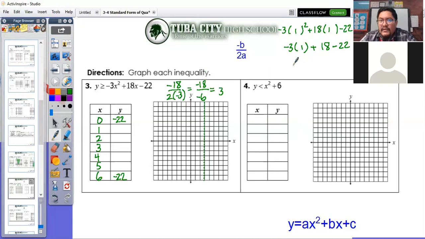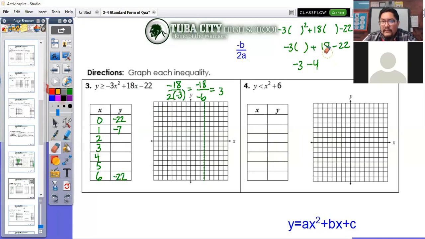3 times 1 would be, these two, multiply them together, you get negative 3. 18 minus 22, so it's a difference of 4, so that's going to be negative 3 minus 4, so that's going to be negative 7. All right, next number is going to be 2.